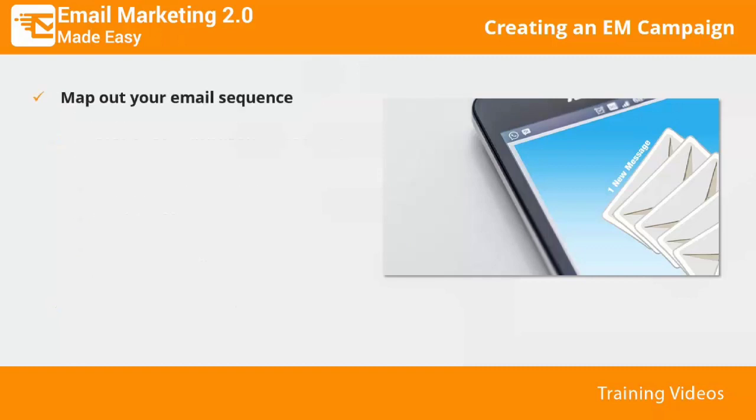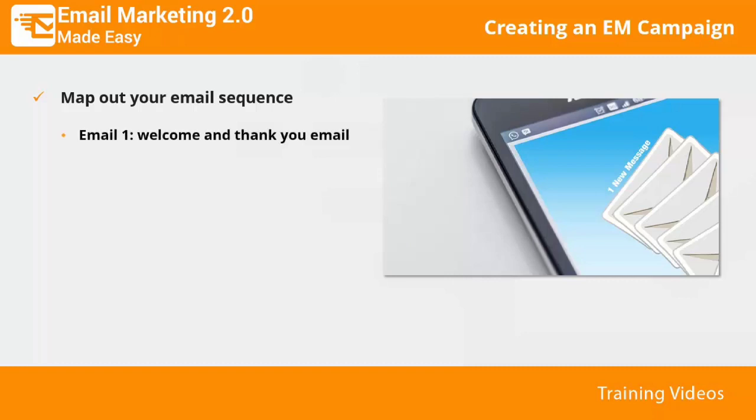Map out your email sequence. In this step, you have to outline your autoresponder sequence, such as how many emails are you going to send, how often, and the content of each email over time. To give you an example, here is a common new subscriber autoresponder sequence.